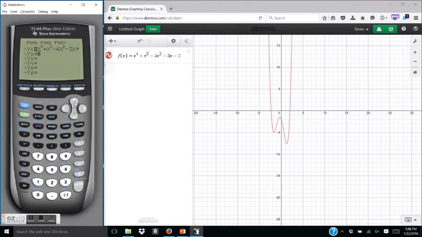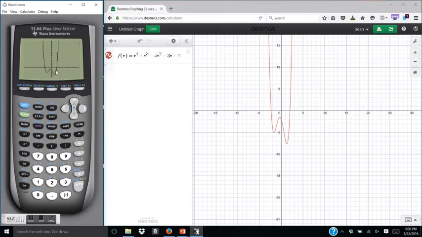Now, one thing I always suggest you do, double check that you put it in correctly. So x to the fourth, okay, plus x cubed. Alright. Minus 4x squared. Alright. Minus 3x. Yep, that looks good. Then minus 2. Alright, so it does look like we did enter it correctly. Always nice. Let's go ahead and hit graph.